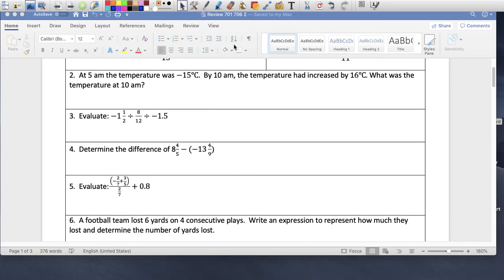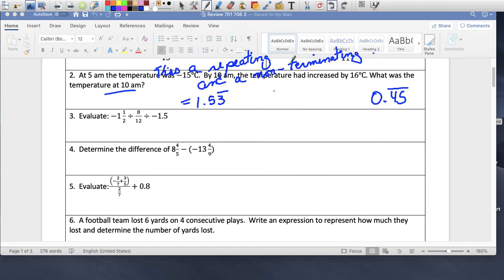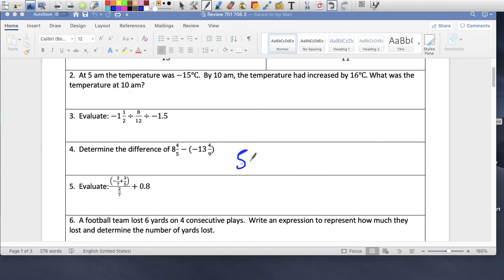Number 2. At 5 a.m., the temperature is negative 15, so it's pretty cold. And at 10 a.m., the temperature went up, right? So I'm going to draw the arrow sideways. So here's 5 a.m., so you don't get confused, and this is 10 a.m. So 5 a.m. we know is very cold. It's negative 15 degrees, right? And then the temperature goes up by 16 degrees. All right, so we're asking, what's the temperature here?